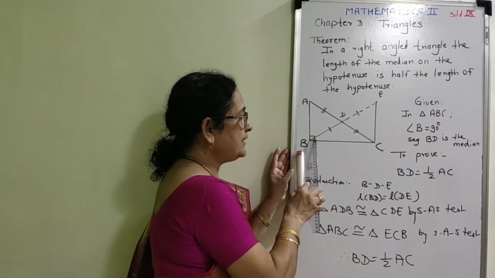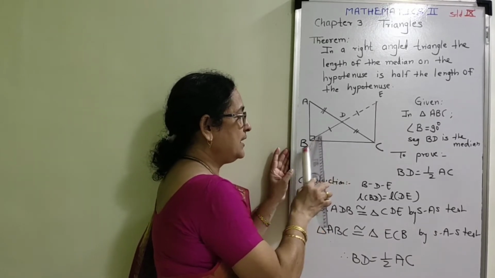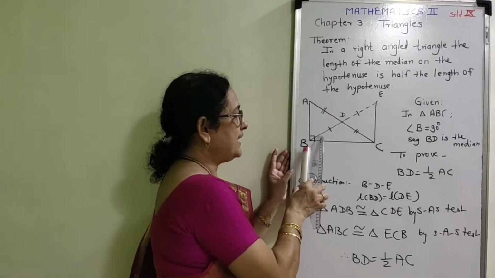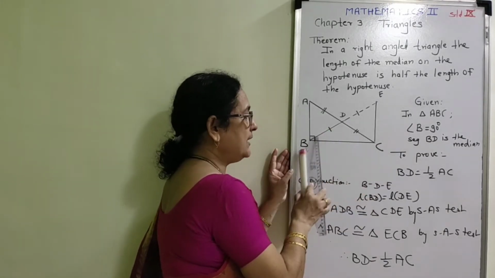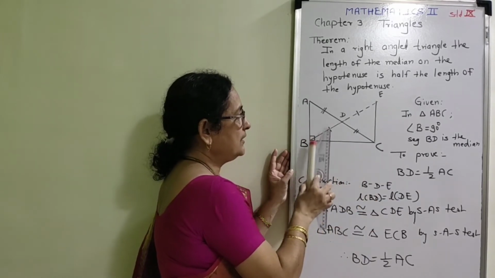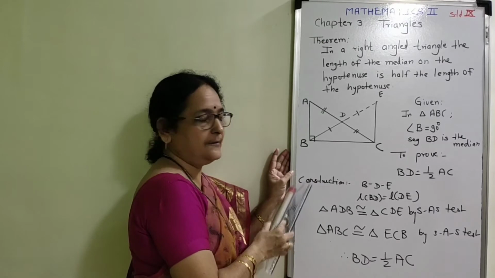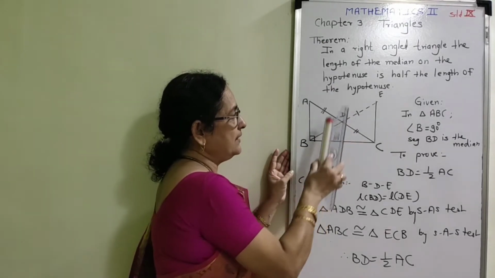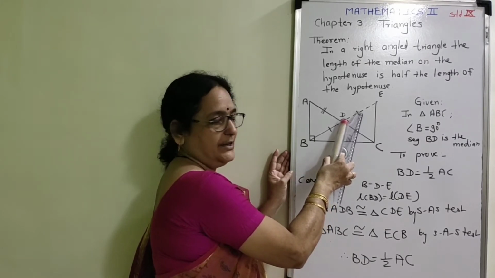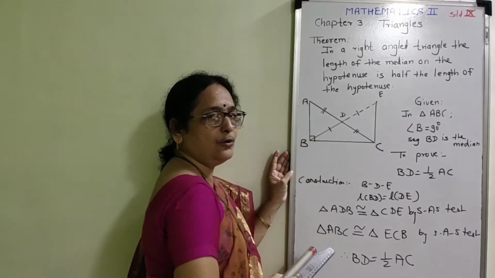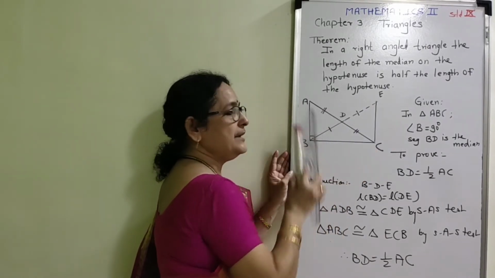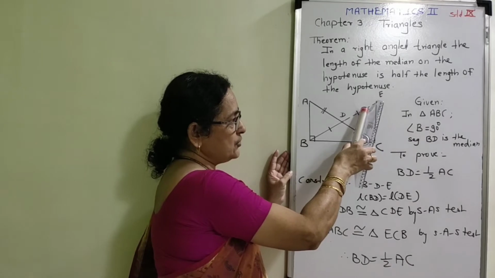Now, if I join this vertex B with the midpoint D, BD is said to be the median on the hypotenuse, and that's why we are going to prove that the length of BD is exactly half of AC. Here we are going to do one construction: extend this median such that BD is congruent to ED or DE. These two segments are congruent to each other.